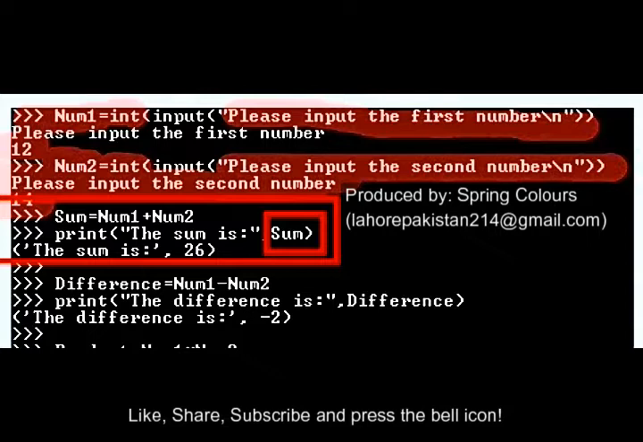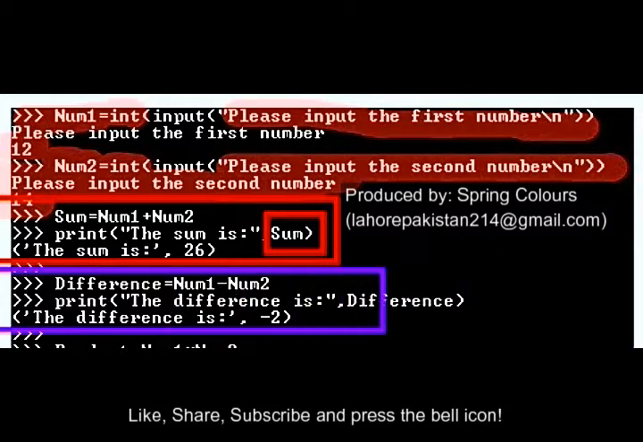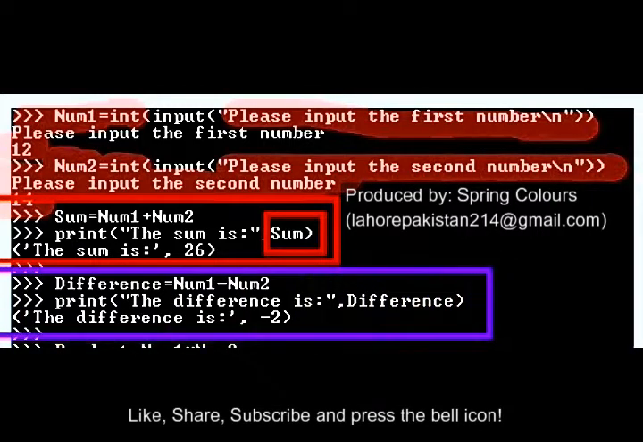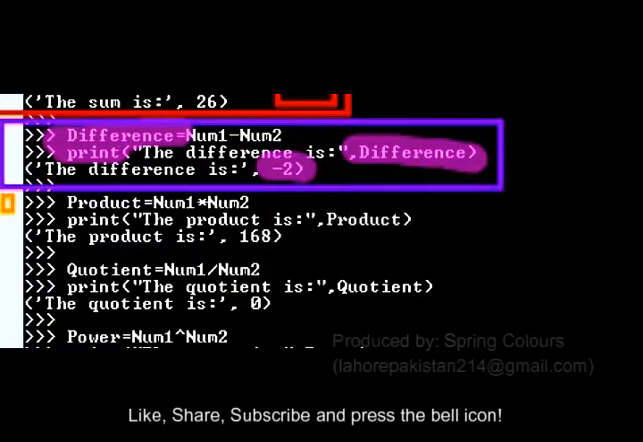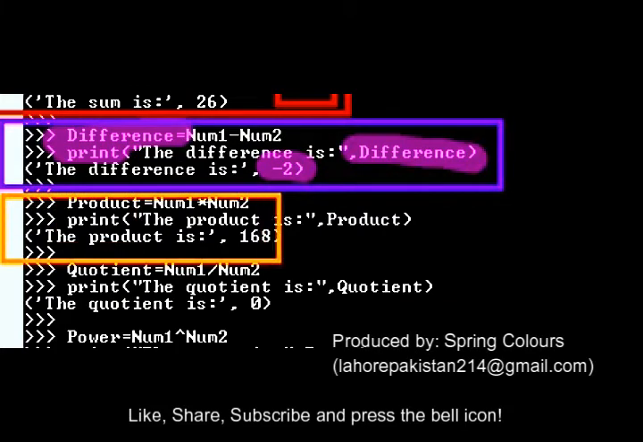Then next you were supposed to take the difference. So I have taken the difference over here. You can see the difference over here, num1 minus num2. I have saved it in a variable named difference, and the variable named difference is printed on the screen using this print statement. And 12 minus 14 is minus 2.